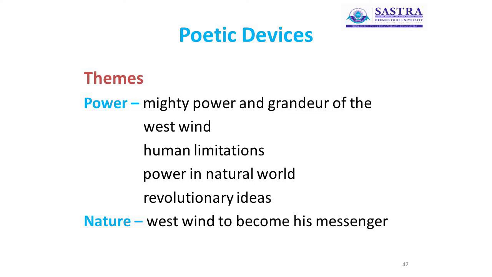Here he is talking of the west wind bringing in new revolutionary ideas. As I mentioned earlier, this shows that Shelley wants his radical ideas to be spread across the world. So the main theme here is power, and also the theme of nature. Throughout the poem he uses so many images which invoke in our mind the power of nature.